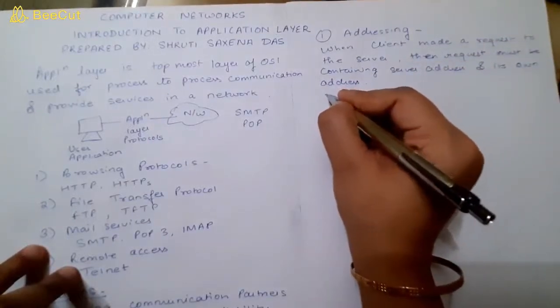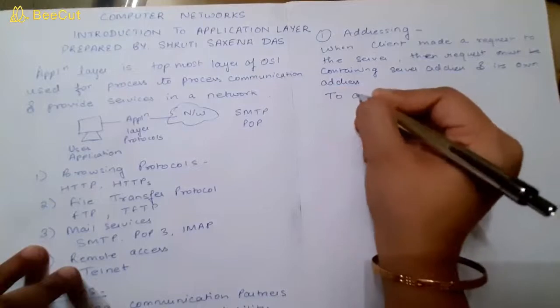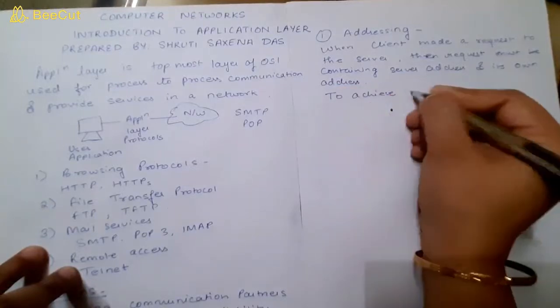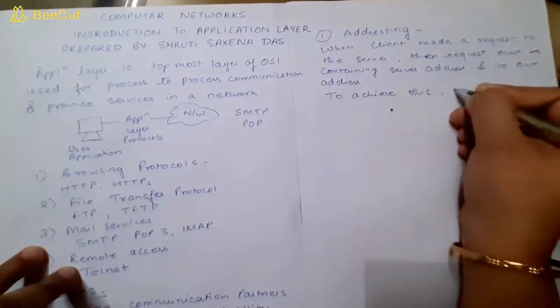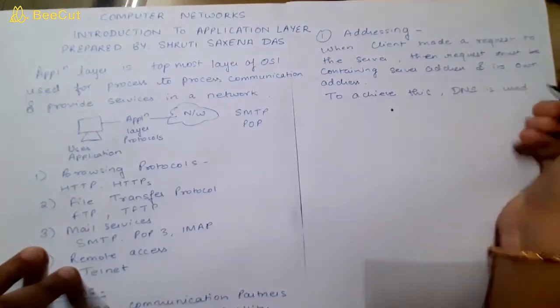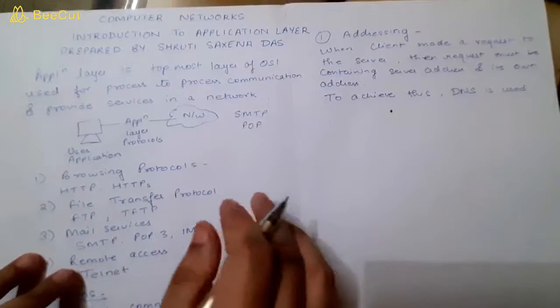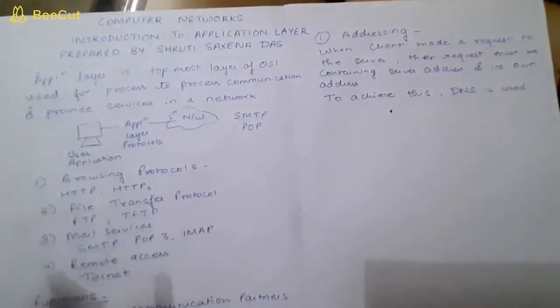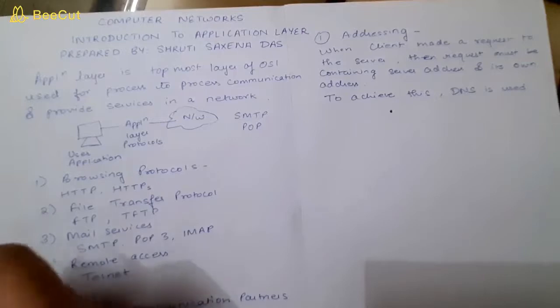To provide this addressing, DNS is used. So the Domain Name System is used for this purpose. This is the first service which is provided: when a client wants to communicate with the server, to obtain this communication, there is a need for addressing.